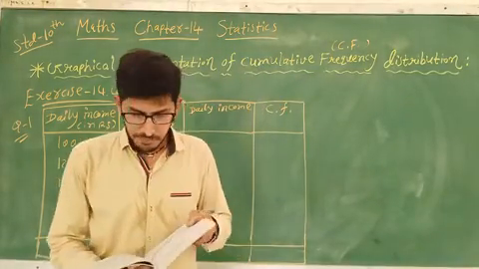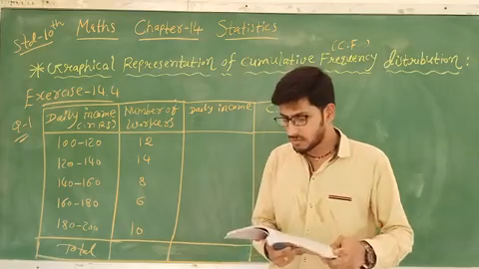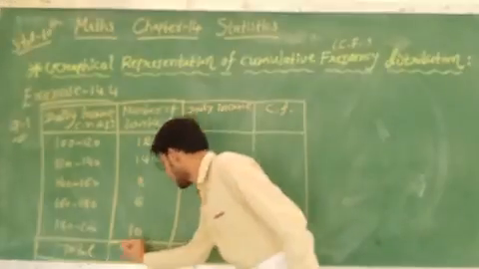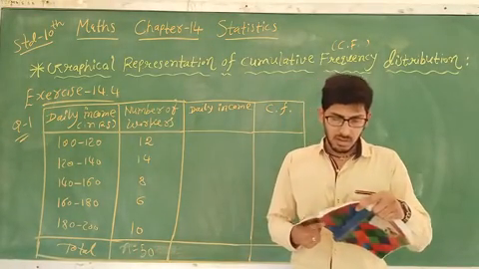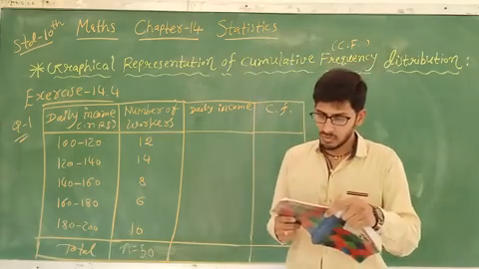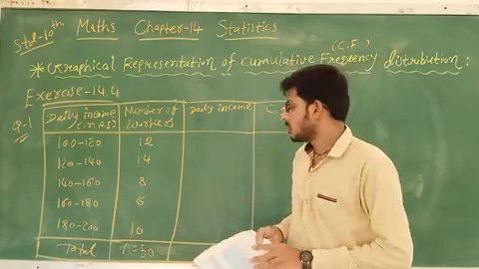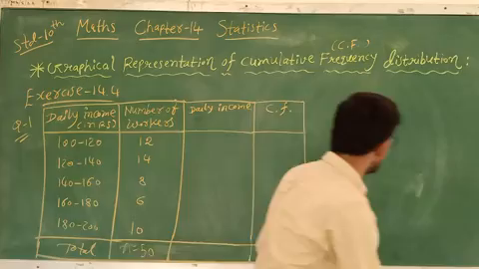Question number 1. The following distribution gives the daily income of 50 workers of a factory. So there were total 50 workers, so here we will write down n is equal to 50. Convert the distribution above to a less than type cumulative frequency distribution and draw its ogive. Okay, so here we will draw the graph of this distribution.